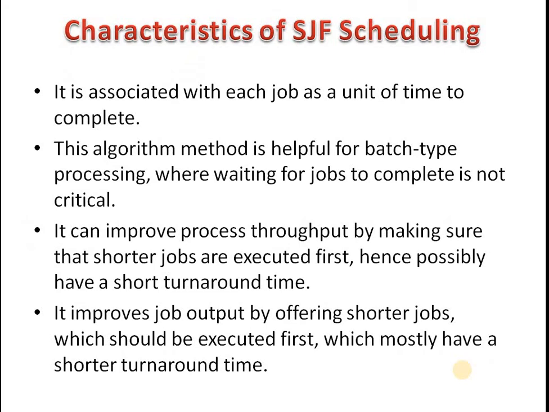Next, characteristics of the SJF scheduling algorithm. It associates with each job a unit of time to complete. This algorithm method is helpful for batch systems where waiting time for a job to complete is not critical. It can improve process throughput by making sure that shorter jobs are executed first, hence possibly having a short turnaround time. It improves job output by offering shorter jobs first, which mostly have a shorter turnaround time.